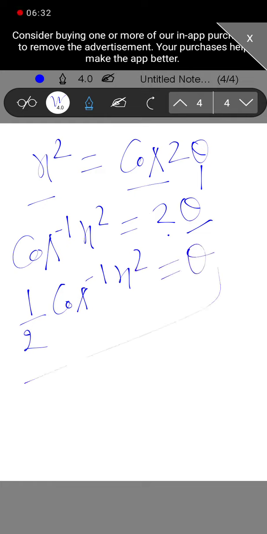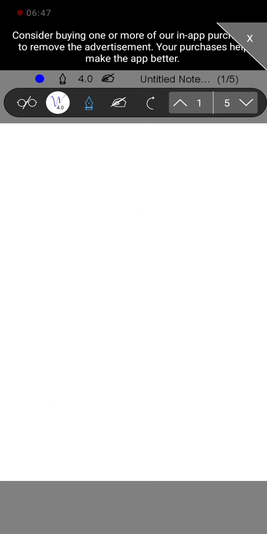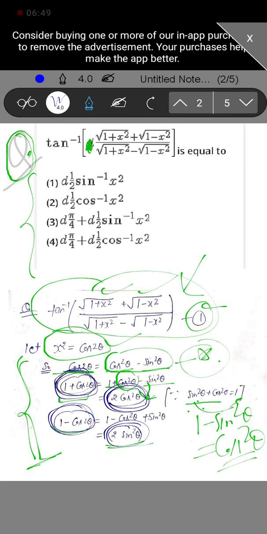Okay. So I am going to replace the theta in the previous slide by this value. So I have replaced theta by this value, 1 by 2 times cos inverse x square. So I have put that value here, and this is our answer. Okay, so which option is correct? Our option in which we have pi by 4 plus this part. So let's observe which option is correct. So this option is correct.